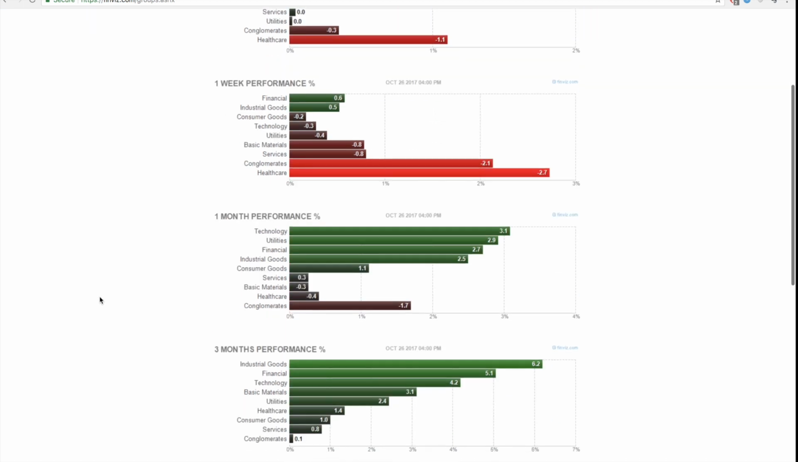But if you're looking for something to jump into, 1 month performance and 1 week performance would be the best indicators. Looking at the top three here and then matching with the top three there. So in this case it would be technology, utilities, financial, and then 1 week performance, the best ones are financial, industrial goods, consumer goods. So combining both of these, the best one to look at would be financial.